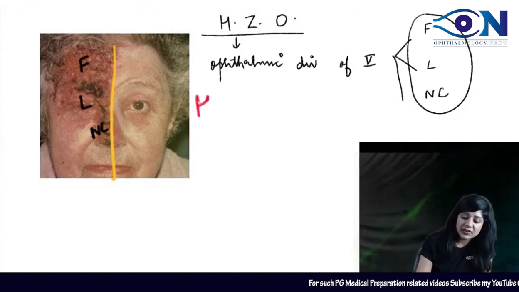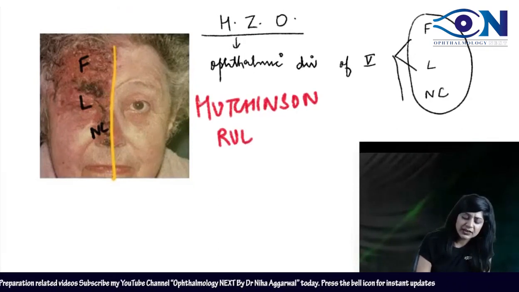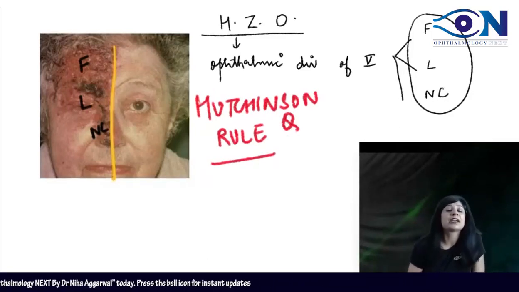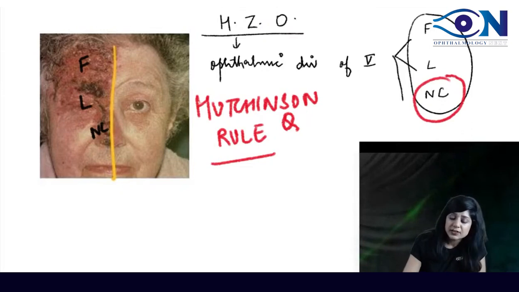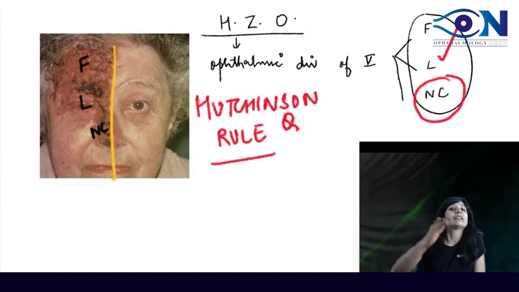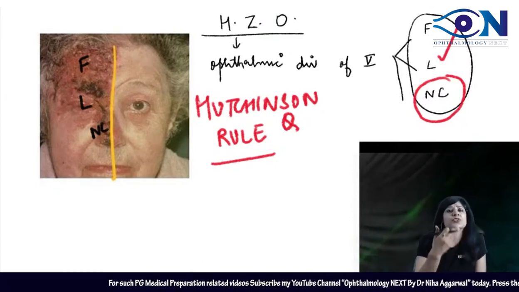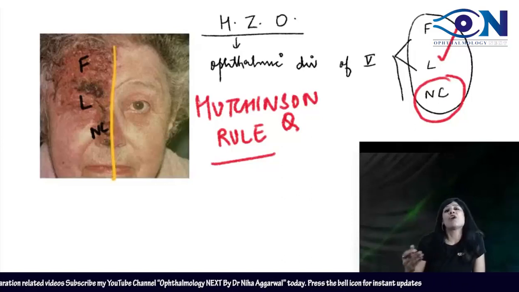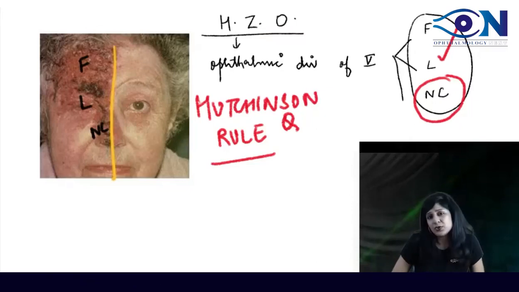And a rule which is very very important is your Hutchinson rule. So many a times this Hutchinson rule is also asked. That means what? If you are getting the eruptions on the tip of the nose or the side of the nose, that means your nasociliary division is involved. So the chances of eye involvement are very very high because it is first the frontal division, then the lacrimal division and then the nasociliary division. Very very important. ठीक है?